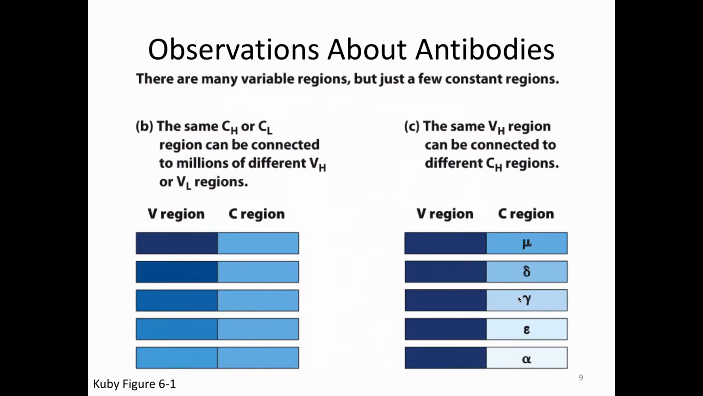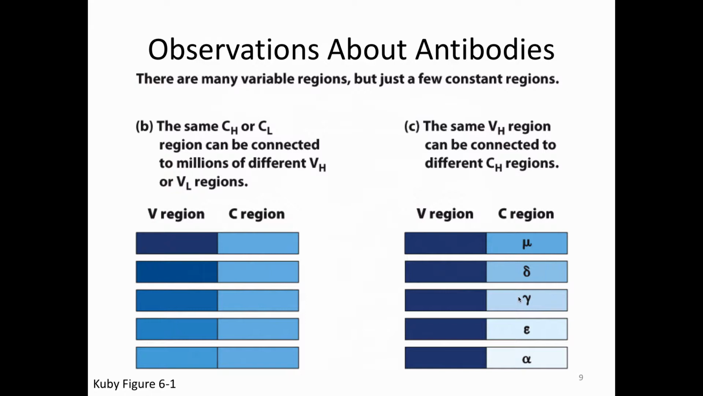But then some scientists made some further observations about antibodies. They found that they could find antibodies that have the same constant region with different variable regions, which you see here on the left with the different shades of blue. You can also find the same variable region with different constant regions. And those are our five isotypes, the different constant regions.